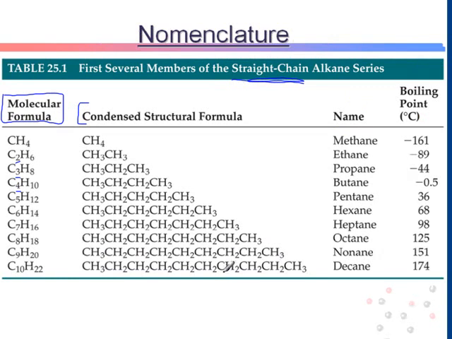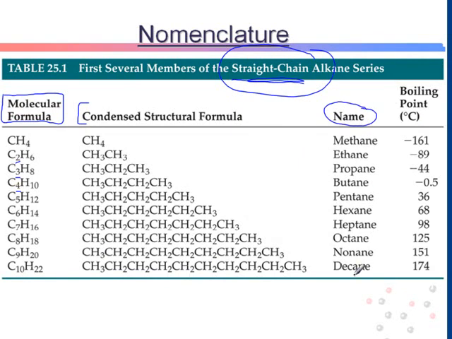There's no parentheses in here, so it doesn't indicate any kind of branching. There's no lines drawn dropping up or down from any of the carbon atoms, so there's no branching in this molecule. That's what they're referring to as a straight chain, no branching. And then the main thing about this table is the use of the names.